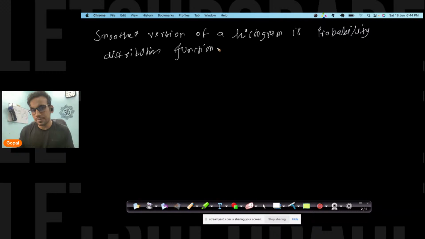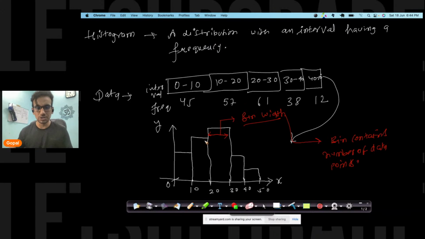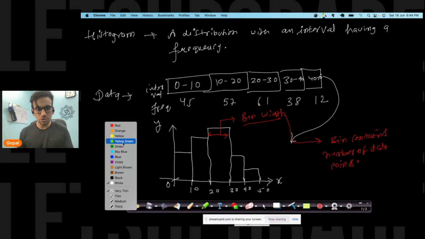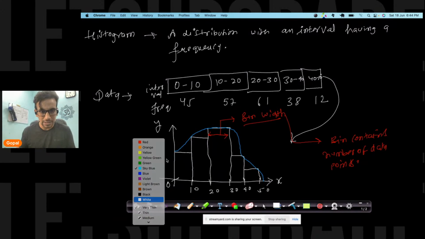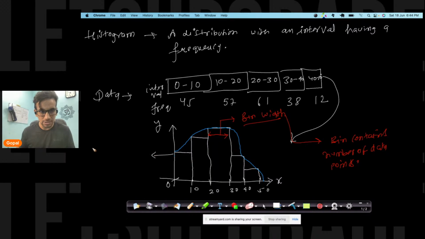What do I mean by that? So let's actually try to smooth it out. If I try to smooth it out, I will just consider the edges. What edges do I have here? Like this. And if I project this onto a different XY plane, let's say for this one, I've got the smoothed version of it.